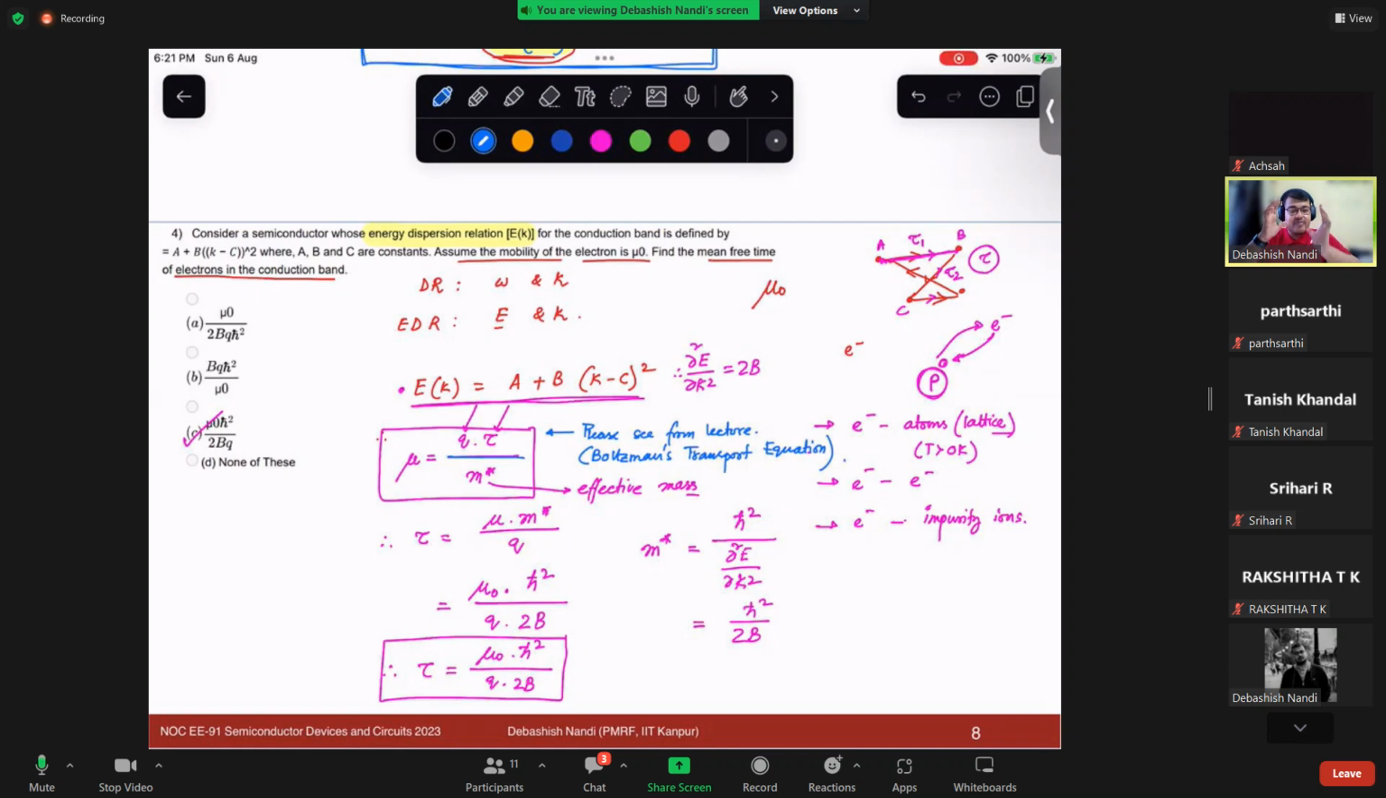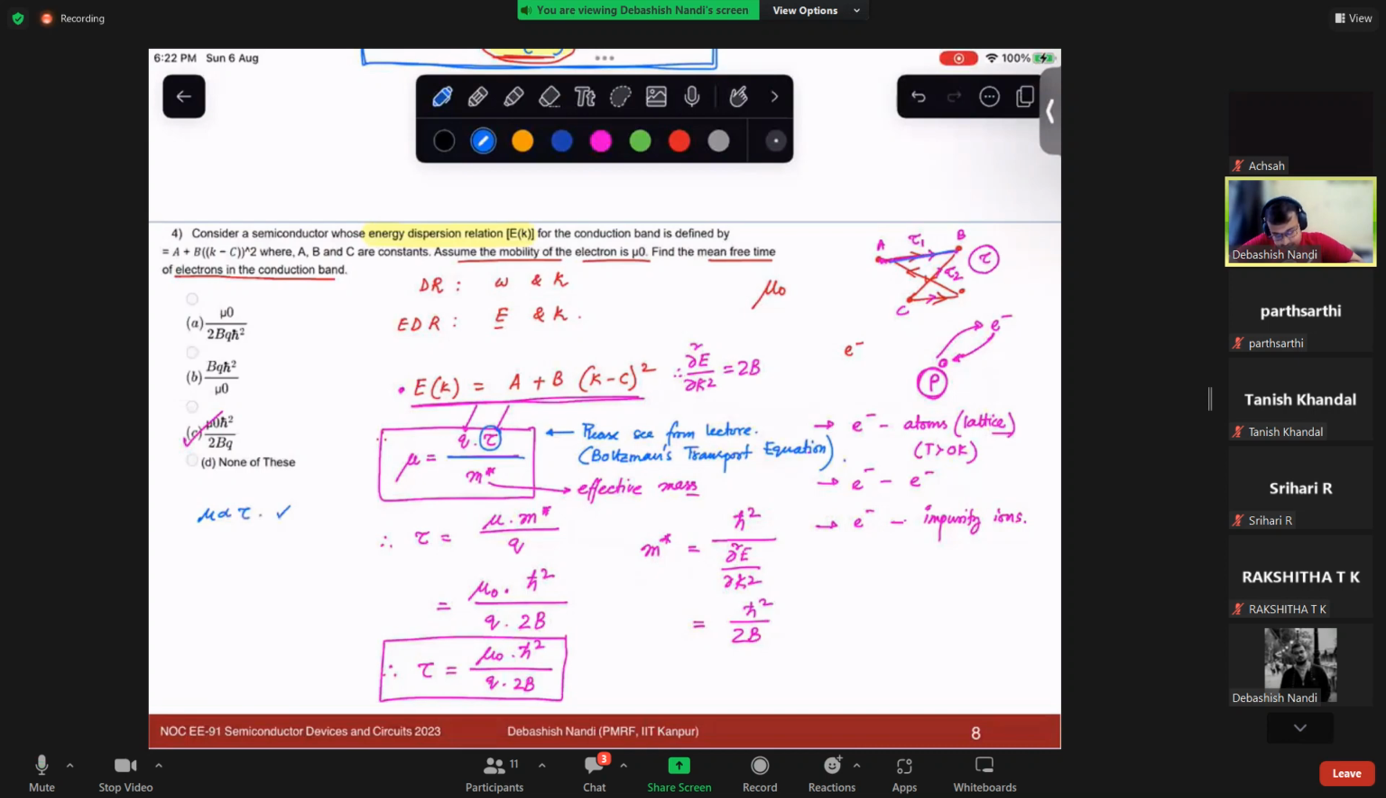If something has a heavy mass, its mobility will obviously be lesser, right? A heavy vehicle will have a lesser speed; in that sense, you can think of it. Similarly, if tau is more, that means the mean free time between collisions is more. Then obviously you have a better mobility, right? You are mobile without a collision in the near future. That means your tau is increased. So that's why your mu should be proportional to tau.